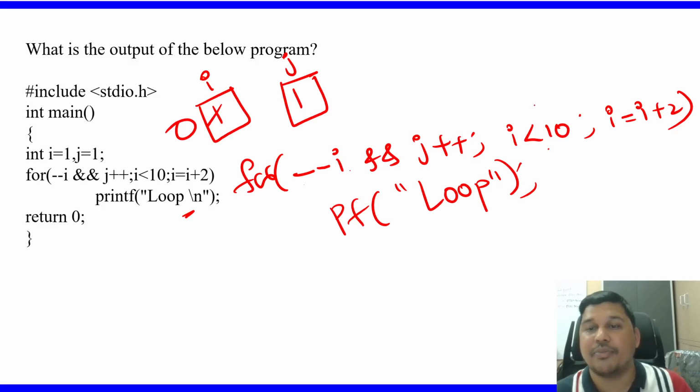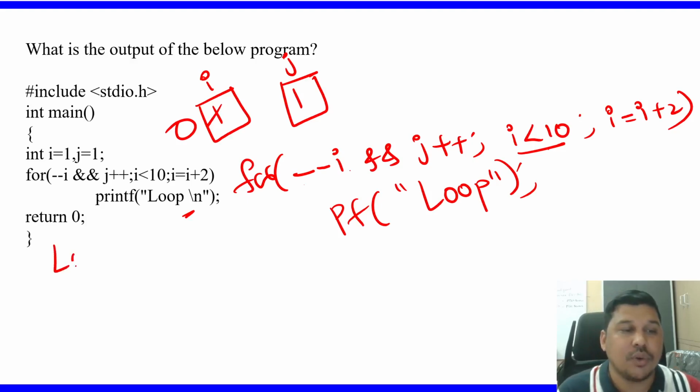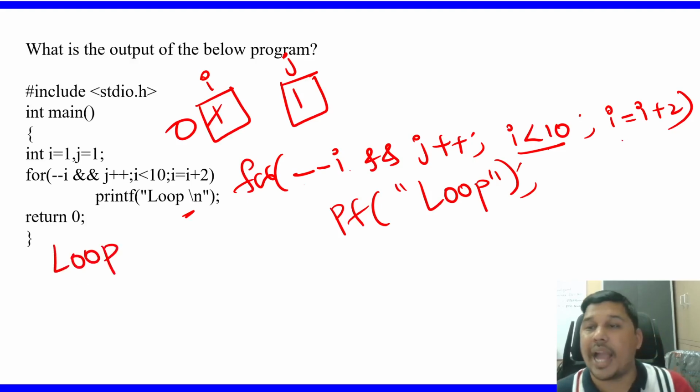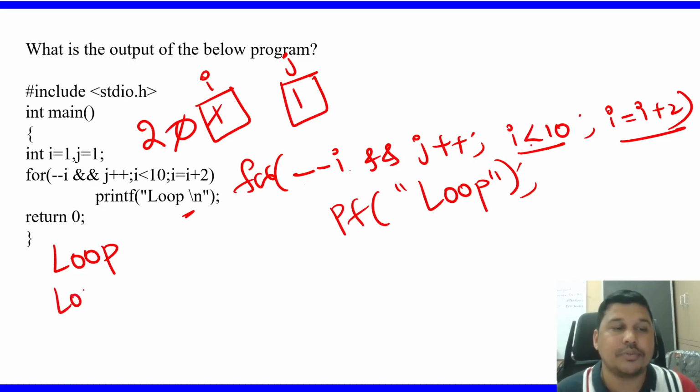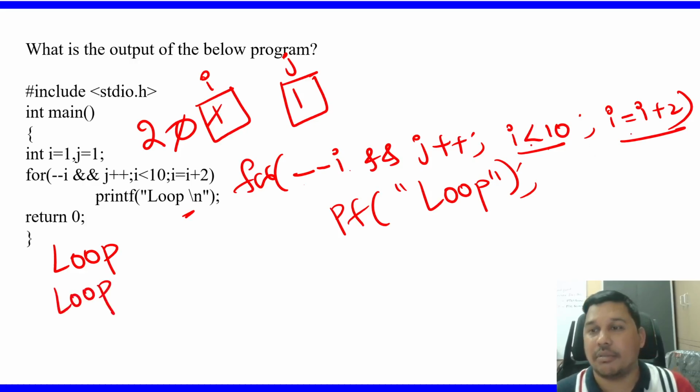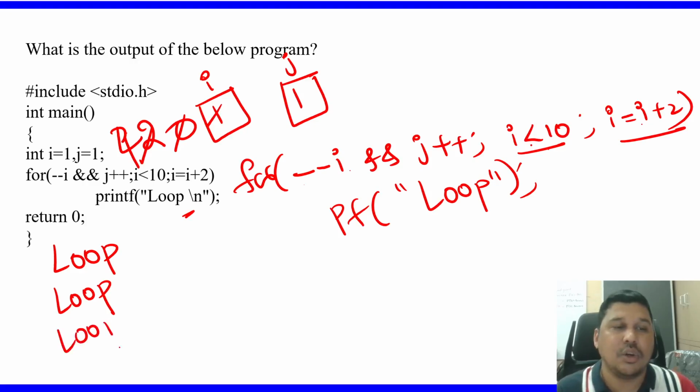Now, is 0 less than 10? Yes. Enter the body, printf loop. So it will give you loop. Then i equal to i plus 2, incrementing i by 2, i becomes 2. 2 less than 10, yes, give loop. Again i equal to i plus 2, i becomes 4 this time. 4 less than 10, yes, give loop.